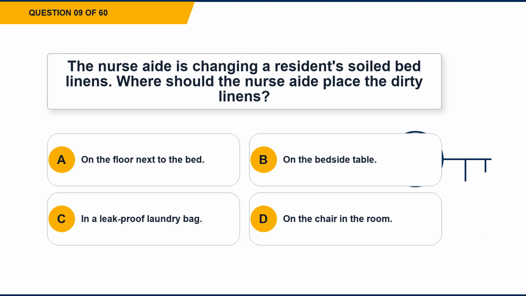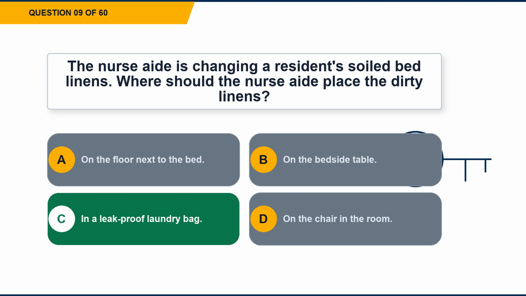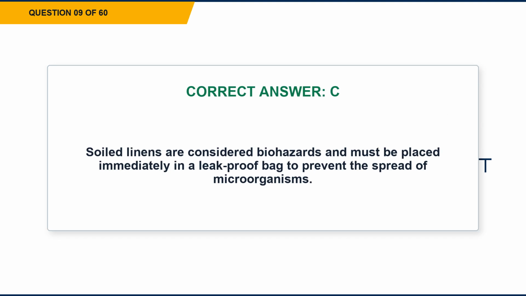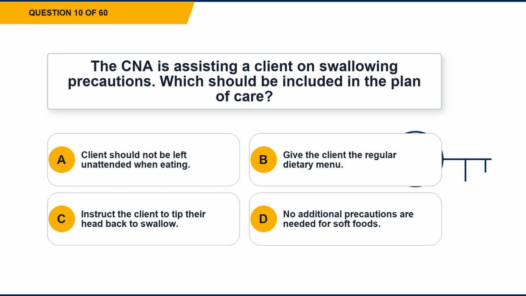Question 9. The nurse aide is changing a resident's soiled bed linens. Where should the nurse aide place the dirty linens? Option A. On the floor next to the bed. Option B. On the bedside table. Option C. In a leak-proof laundry bag. Option D. On the chair in the room. The correct answer is option C. In a leak-proof laundry bag. Explanation. Soiled linens are considered biohazards and must be placed immediately in a leak-proof bag to prevent the spread of microorganisms.